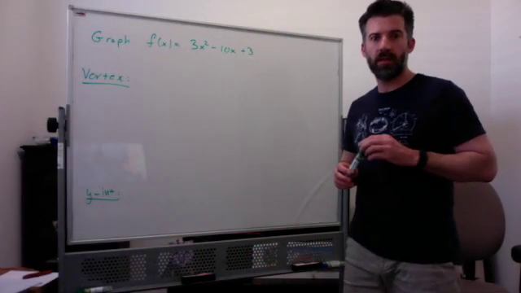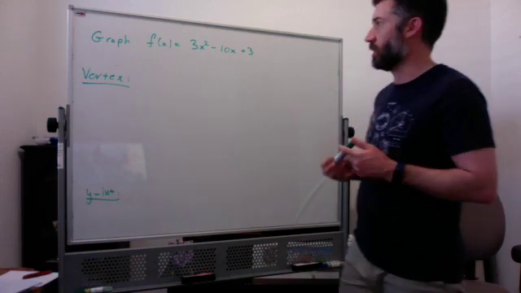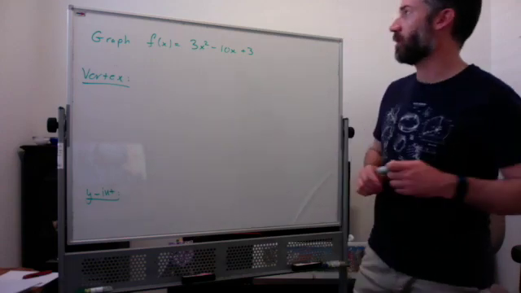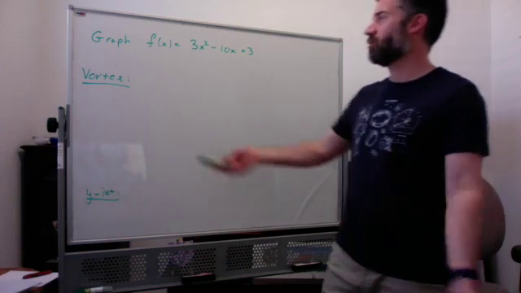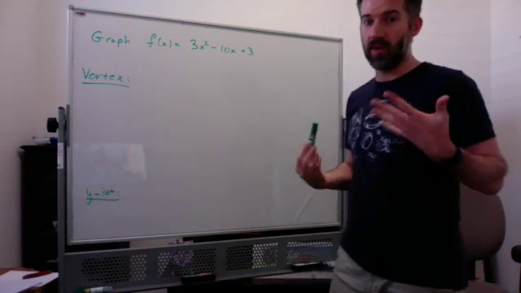Hey class, here is a quick video on how to graph a parabola. This one is the parabola, or the quadratic, f of x equal to 3x squared minus 10x plus 3. You could also write y equal to 3x squared minus 10x plus 3. So let's find the usual things.